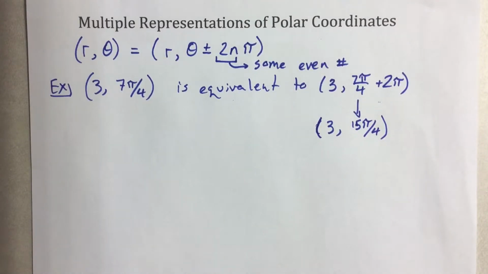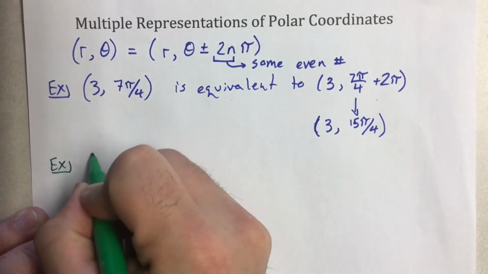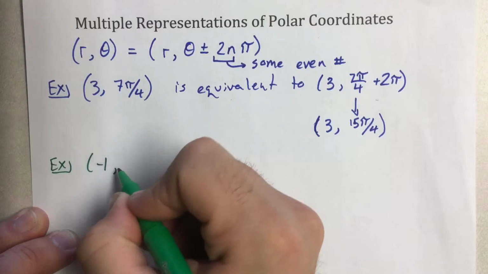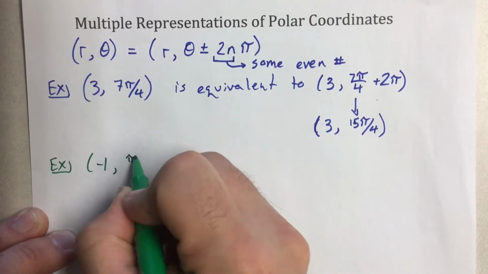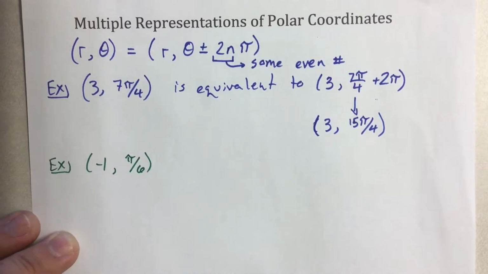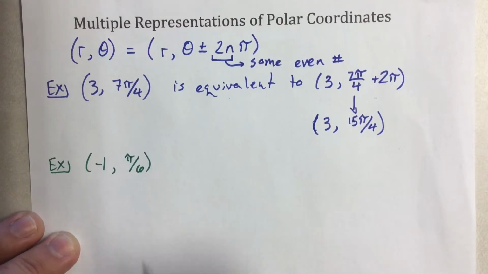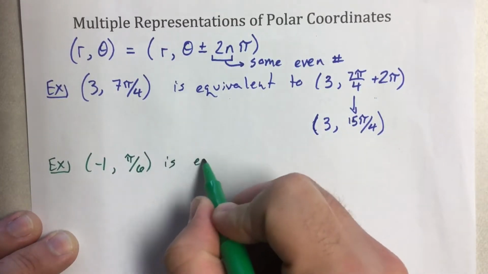All right, let's try another here. What if I had, say, -1 and pi over 6? So this is actually just an example we did. So we already know what one possible representation of that is. So we're going to say is equivalent to.